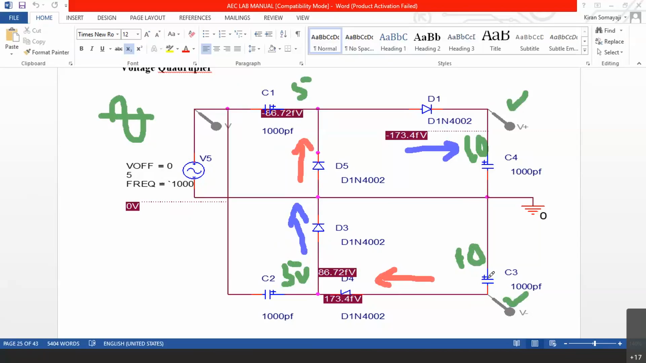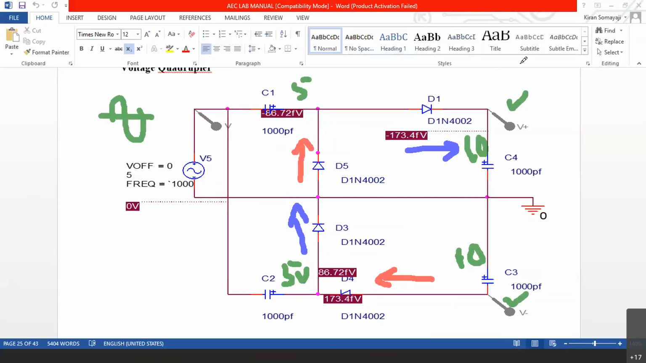That way, this is a full wave voltage quadrupler. Why full wave? Because both cycles are taken care of. Positive cycle as well as negative cycles are taken care of. At both cycles, diodes are conducting. 2 diodes will be conducting, 2 diodes will be off. That way, this is a voltage quadrupler.